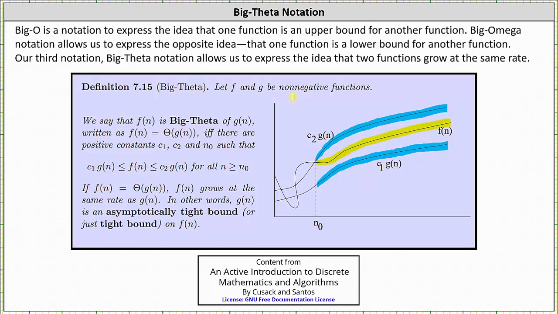Let f and g be non-negative functions. We say that f of n is Big-Theta of g of n, written as f of n equals Big-Theta of g of n, if and only if there are positive constants c sub 1, c sub 2, and n sub 0, such that c sub 1 times g of n is less than or equal to f of n, which is less than or equal to c sub 2 times g of n, for all n greater than or equal to n sub 0. It might make more sense to read this as f of n is greater than or equal to c sub 1 times g of n and less than or equal to c sub 2 times g of n. If f of n is Big-Theta of g of n, f of n grows at the same rate as g of n. In other words, g of n is an asymptotically tight bound, or just tight bound, on f of n. Let's take a look at a proof.